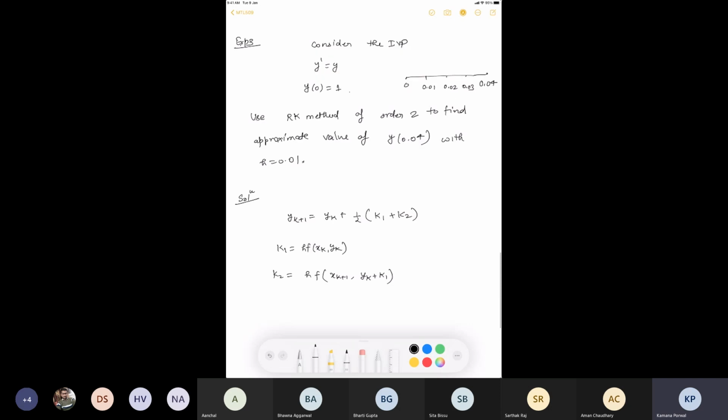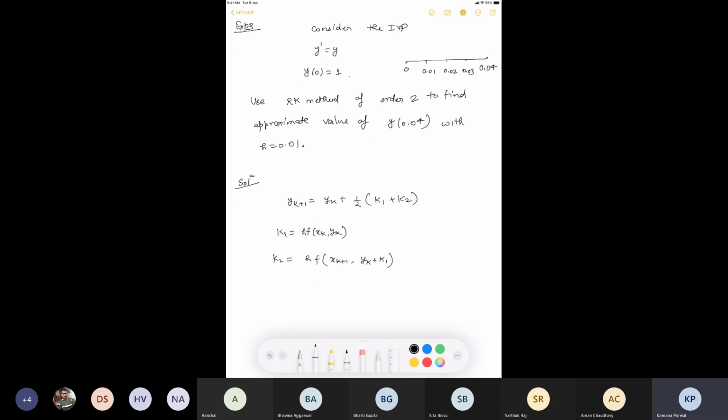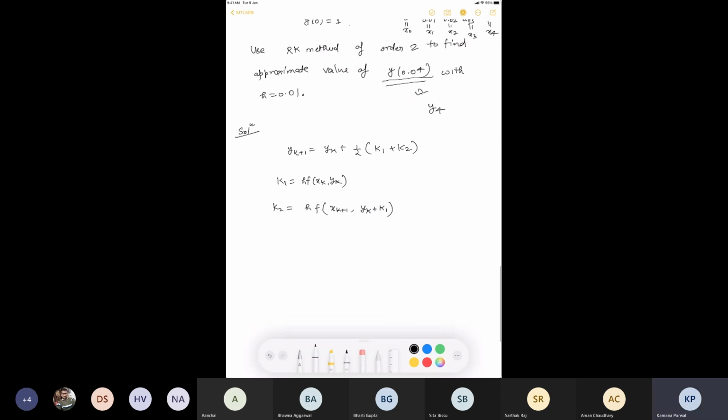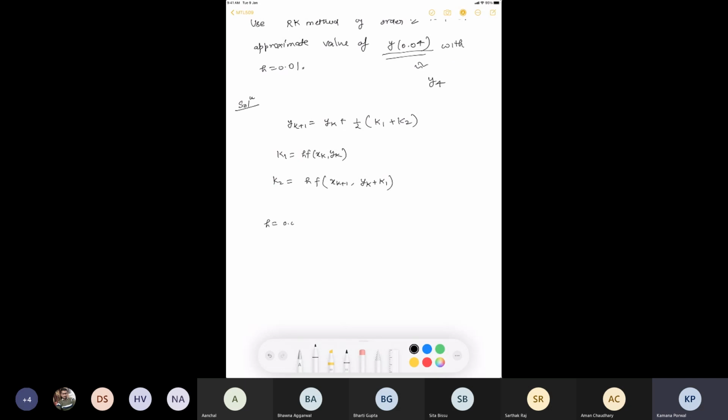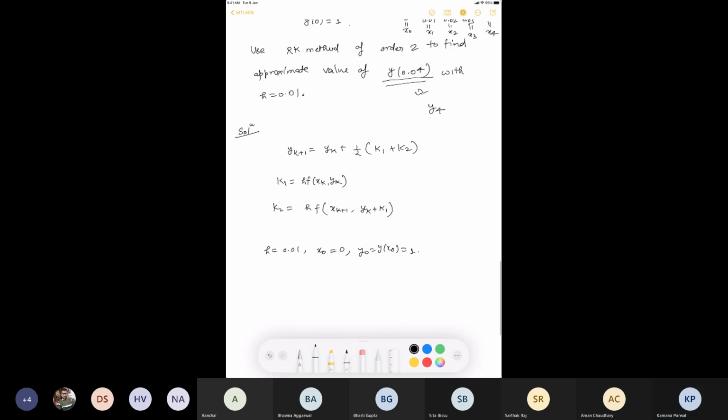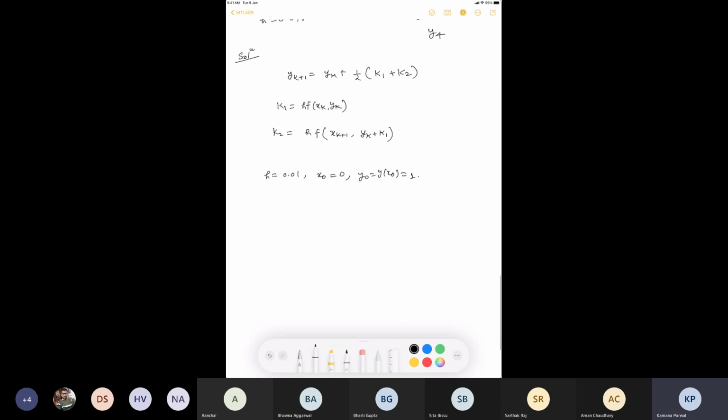Now let's formalize the things here. We have been given this information. So this is x0, this is x1, x2, x3, and x4. What we have to find is the approximate value of y at x4, so basically we have to find y4. We have h equals 0.01 and x0 is 0. y0 is y at x0, which is given to be 1. So let's find out what y1 is.